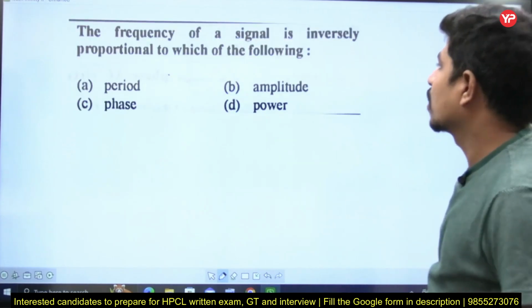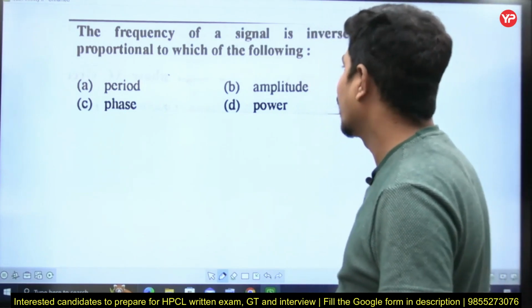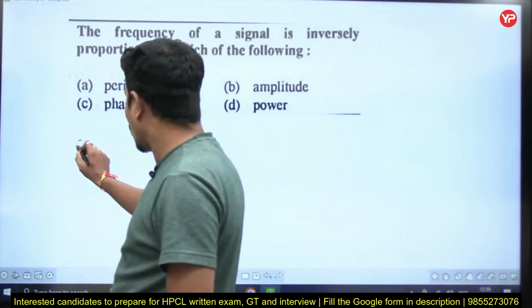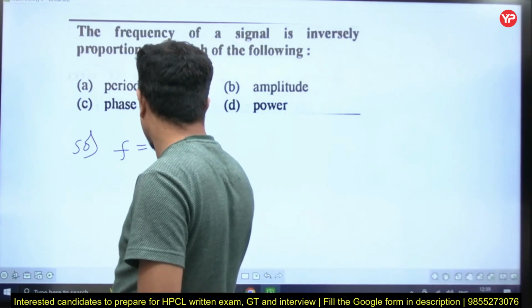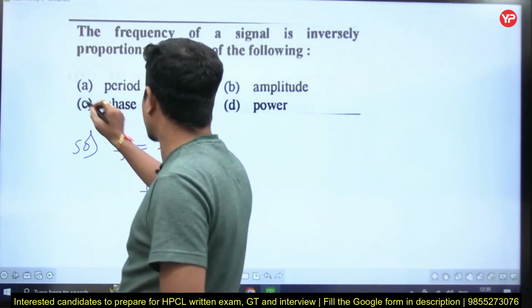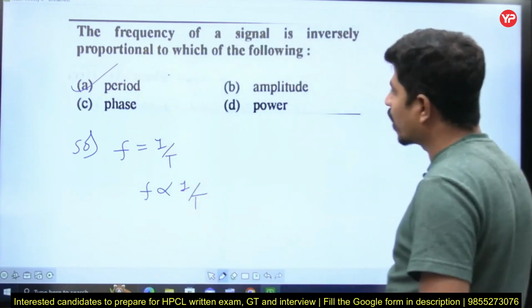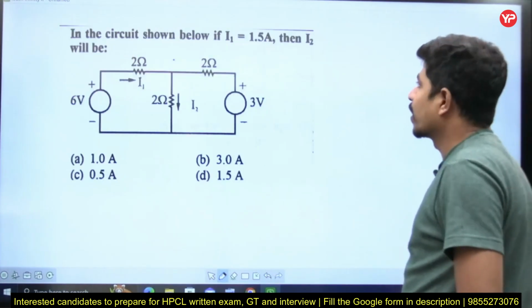Next question. The frequency of a signal is inversely proportional to which of the following? We all know that frequency is equal to 1 by T. So frequency is inversely proportional to the time period. That is nowhere related to phase or power or amplitude. Right? Let's go to the next question.